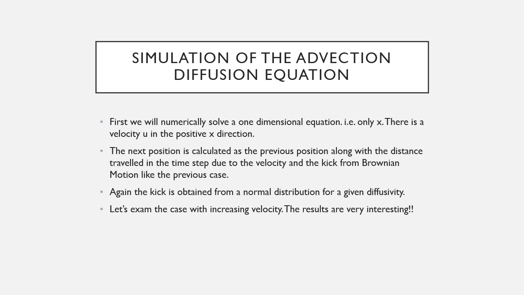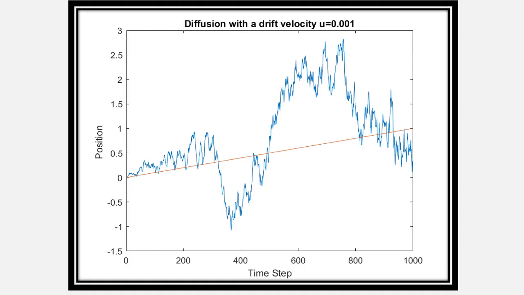Let's start in a case where we have extremely low velocity. So you can see that the Brownian motion is quite dominant. The red is the baseline: if you assume that there is only a velocity and there is no Brownian motion, the particle will tend to travel in that sort of a path. But you can see that because of the random kicks, the particle has a tendency of traveling in a different way, and there is Brownian motion that is dominant.